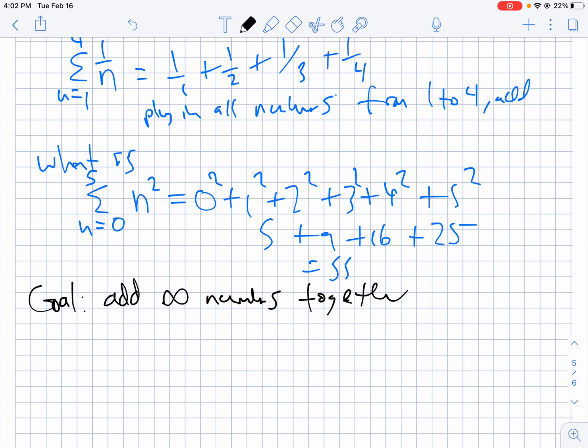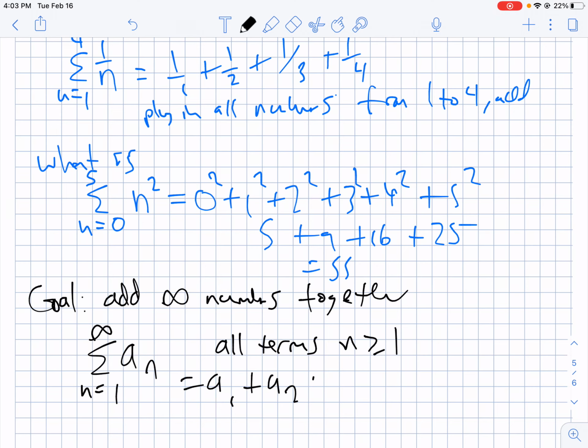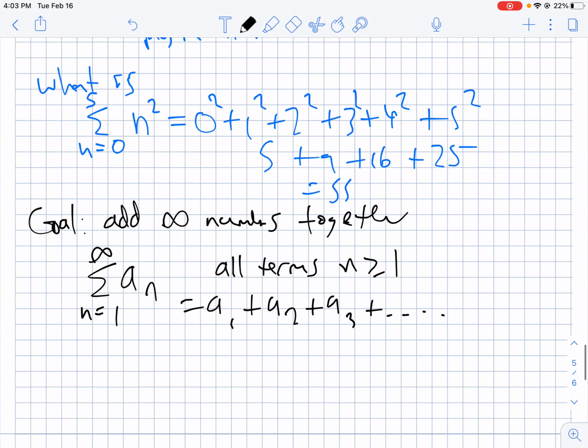But the general idea here is to take the sum from 1 to infinity of a sub n. Again, this is summing all terms for n greater than or equal to 1. So this is just saying a sub 1 plus a sub 2 plus a sub 3 and so on forever. There's no endpoint, you just keep adding.